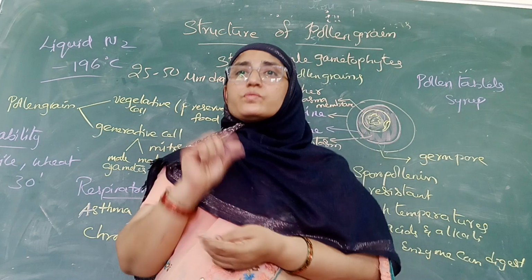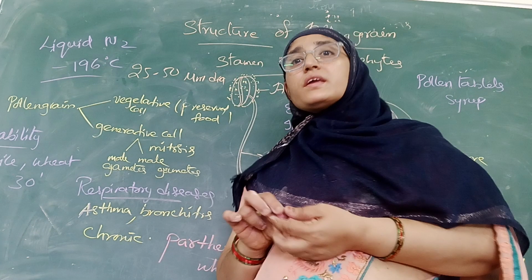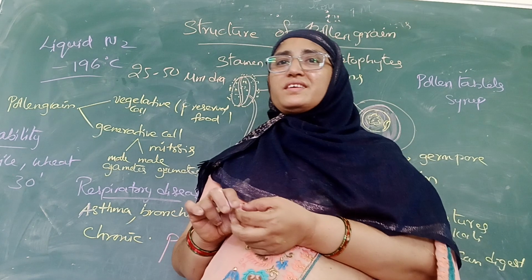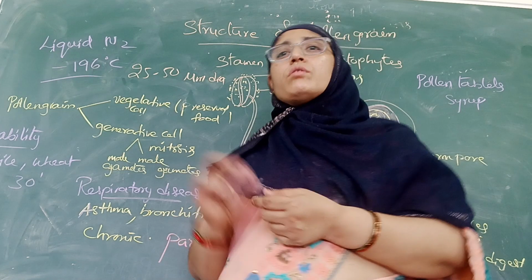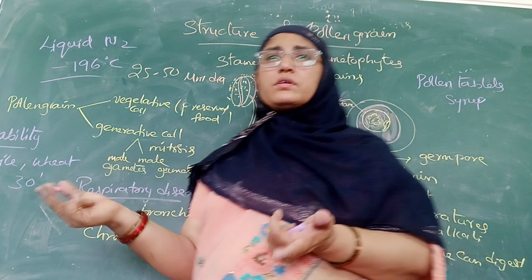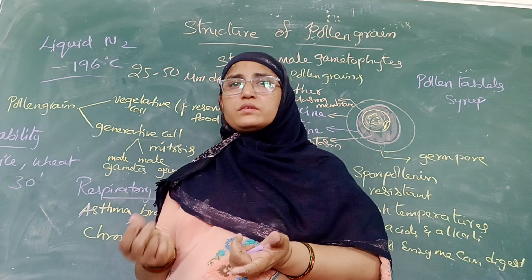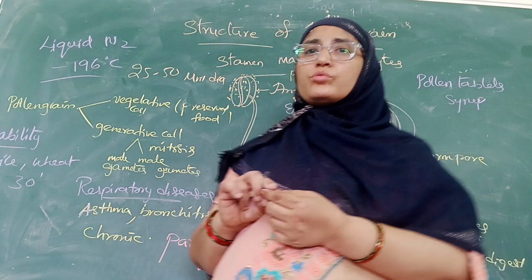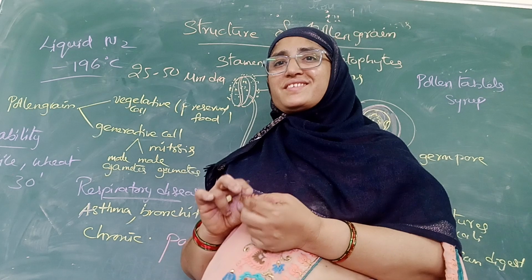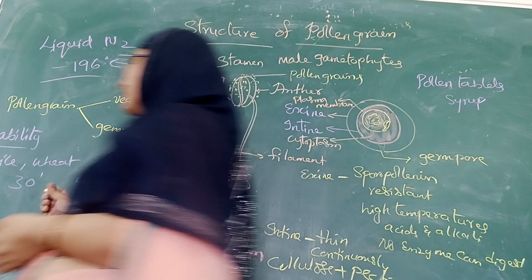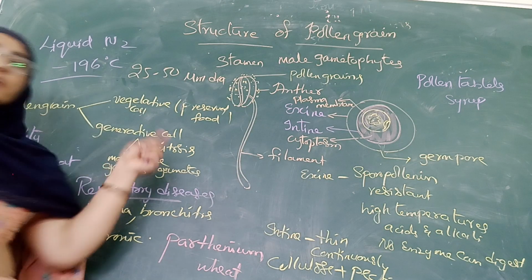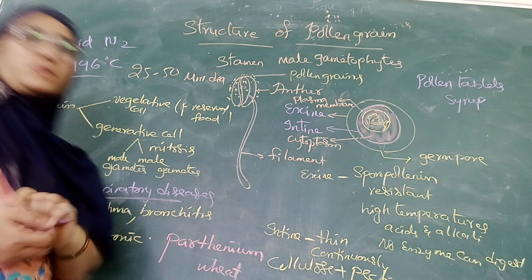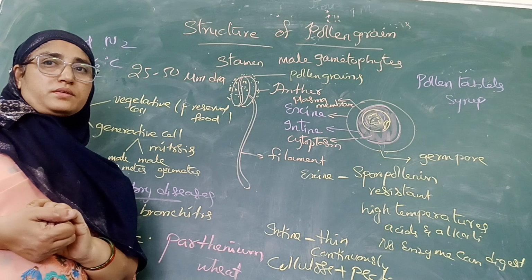As they are less viable in some species, they can be stored. Pollen are also stored like the semen of a human or the seeds. We are storing seeds in seed banks. Likewise, pollen are also stored. How do they store it in pollen banks? In pollen banks, they are stored in liquid nitrogen at minus 196 degrees centigrade.